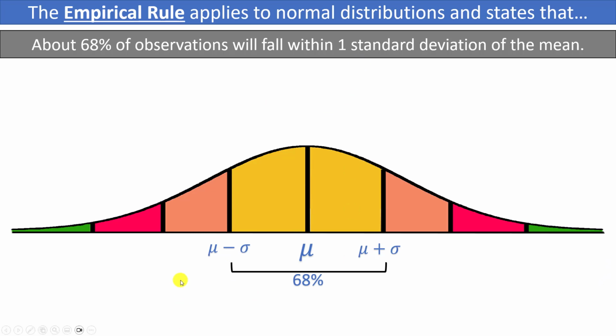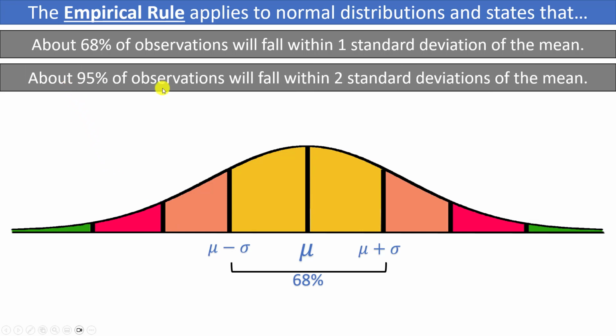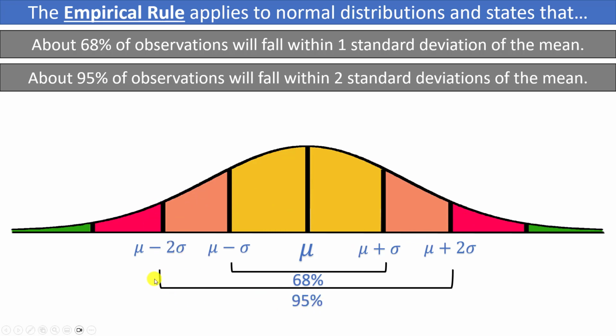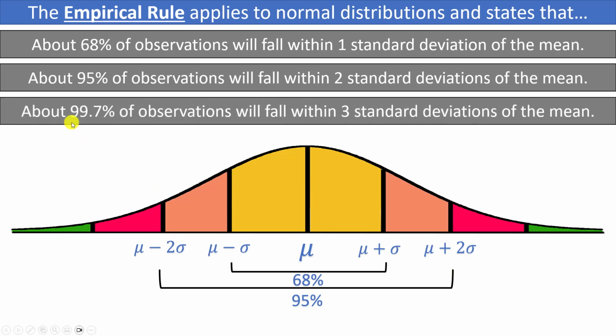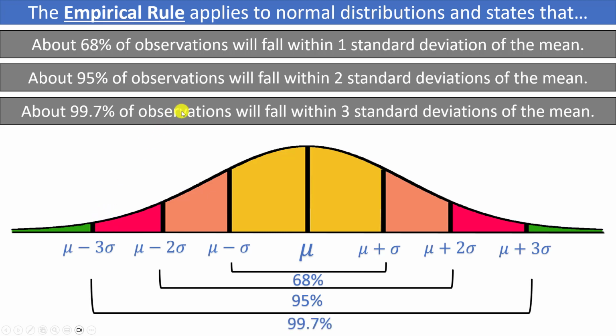The second statement of the empirical rule states that about 95% of the observations will fall within 2 standard deviations of the mean. So that means if you take the mean and you add the standard deviation twice, or subtract the standard deviation twice, there is a 95% chance that we will find a value between those 2 numbers. And finally, the third statement is that about 99.7% of the observations will fall within 3 standard deviations of the mean. So if we take the mean and we add the standard deviation 3 times, or subtract it 3 times, we will get 2 numbers, and 99.7% of the observations will fall between those 2 numbers.